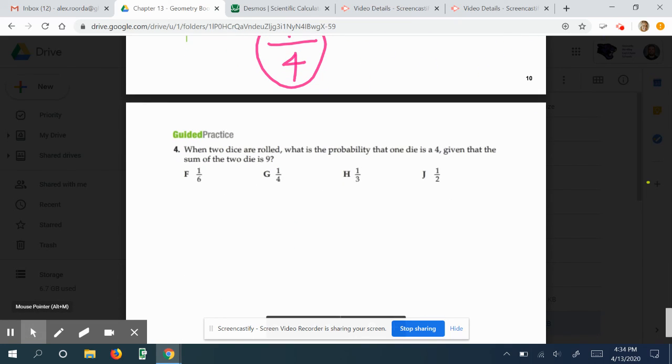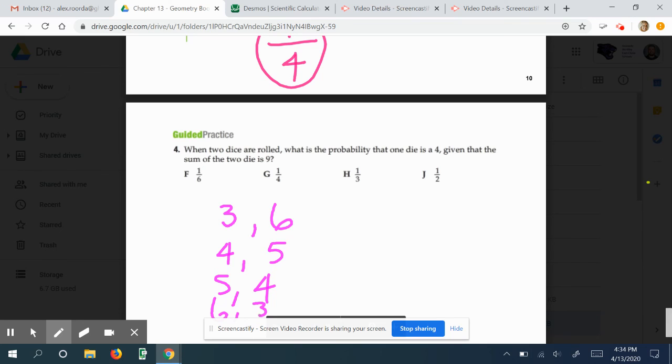So here's a guided practice problem that also talks about that. It says when 2 dice are rolled, what is the probability that 1 die is a 4, given that the sum of the 2 is 9? So we've got to think about all the ways we can get 9 between 2 dice. There's not an 8, there's not a 7, there's 6, right? So I can have a 3 and a 6, I could have a 4 and a 5, I could have a 5 and a 4, or I could have a 6 and a 3. Those are the 4 different combinations that add up to 9.